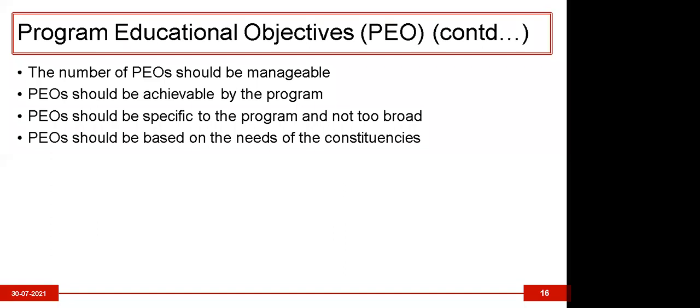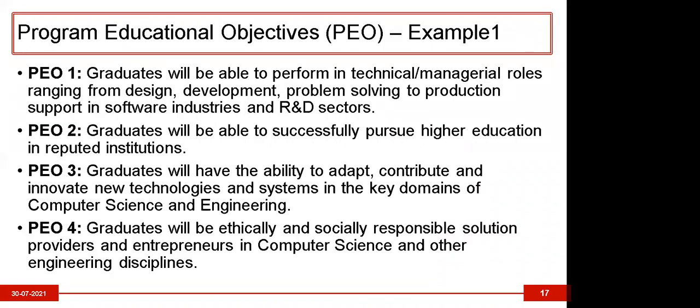And the PO should be specific to the program. So we should not get diverse. It should be specific, and the PO should not be too broad. Too much generalization also leads to many confusions. And the PO should be based on the needs of the constituencies. This is another one that we need to focus on.